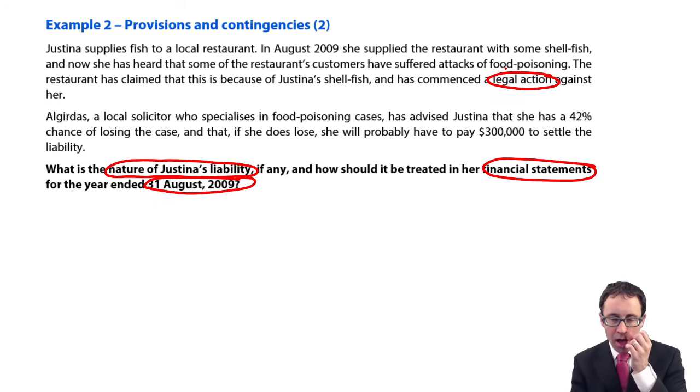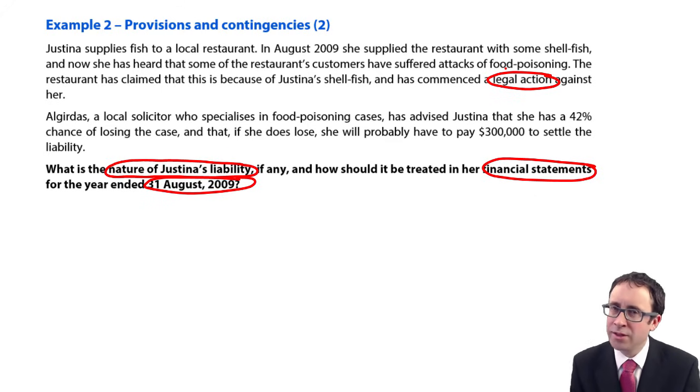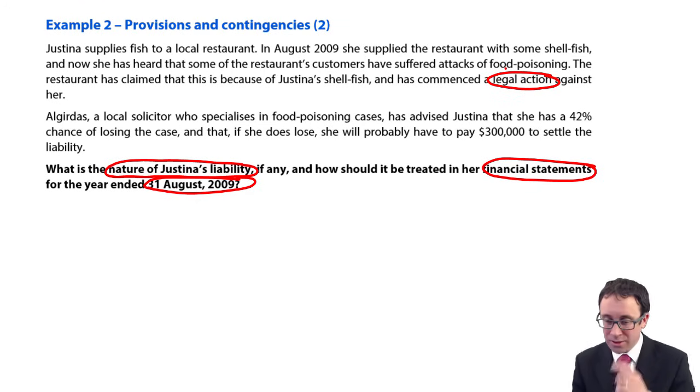Okay. Well, it says a local solicitor who specialises in food poisoning cases. These solicitors make money out of all sorts, don't they? But there we go. Imagine being a food poisoning specialist. I suppose a lot of it goes on, doesn't it?